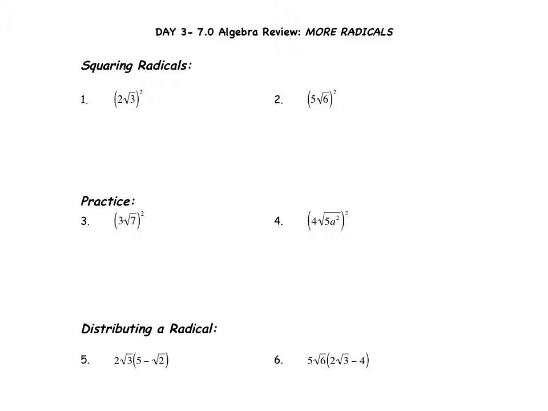Okay, a couple of quick review concepts to talk about. Number one, square rooting and squaring are inverse operations, which means they just cancel each other out. So what does that mean in terms of what we're going to do? If I had the square root of 5 squared, what would that equal? Just 5, because the square root and the square cancel out.